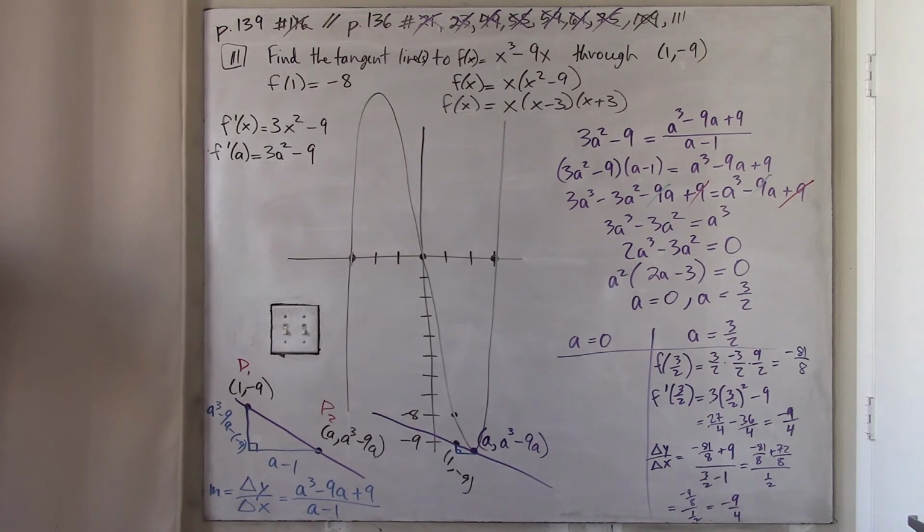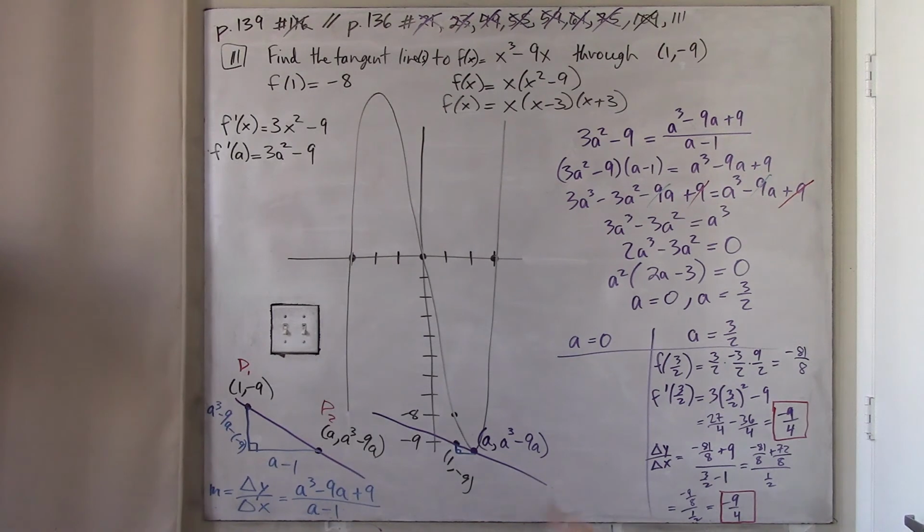So yes, indeed, okay, it took me a little bit of effort here, but indeed I took the point 3/2 comma negative 81/8 and the point 1 comma negative 9, and by computing using algebra 1 techniques I found that the slope of that line is negative 9/4. But negative 9/4 is also what I get when I plug 3/2 into the derivative. So I have confirmed that this is all sort of working.